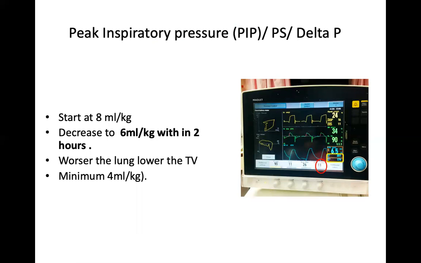So initially you keep a pressure support above PEEP which gives you a tidal volume of 8 ml per kg, but within 2 hours, bring it down to 6 ml per kg, because you always want something 6 or below, you don't want higher. And remember, the worse the lung, the lower the tidal volume. If the lung is not that bad, if you're requiring very minimal settings, you may even opt for a higher one, but usually it is 6 or below. And the minimum tidal volume is 4 ml per kg.